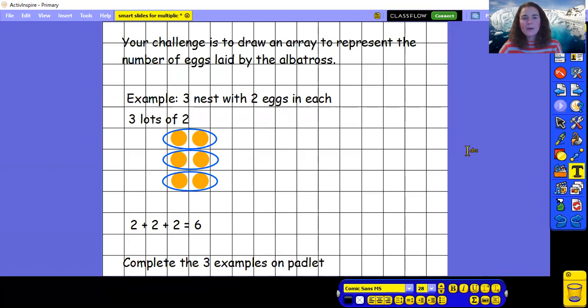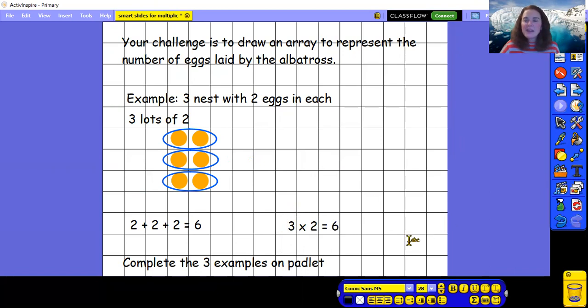Okay, so 3 lots of 2, I've drawn my 3 lots of 2, and then I've written my repeated addition number sentence. And if you can, have a go at also writing the multiplication. So for 3 lots of 2, I would have written, let me just do it for you, 3 lots of 2, it would be 3 times 2 equals 6.